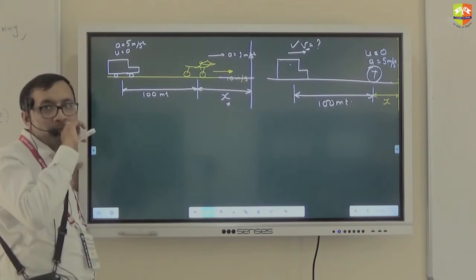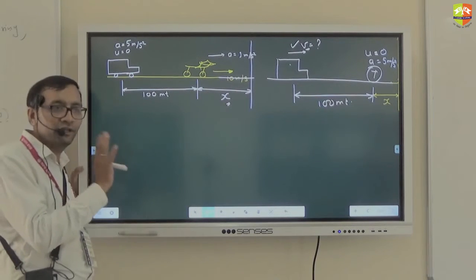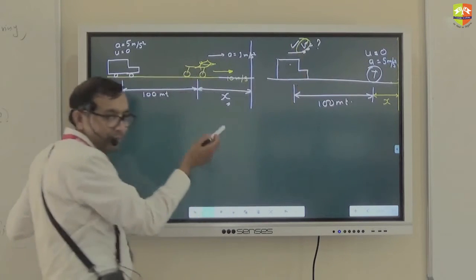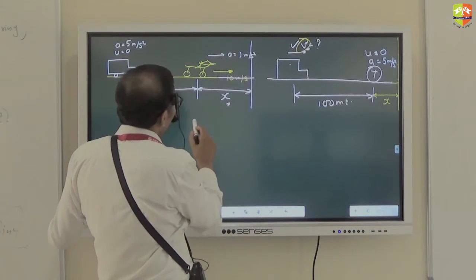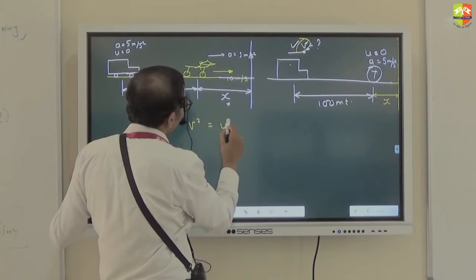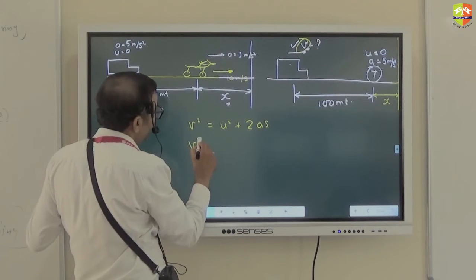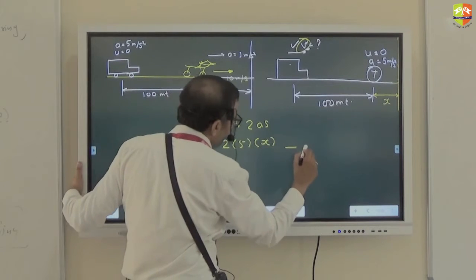Alright, listen here. Condition is what? Condition is the velocity is same. Velocity of police is equal to velocity of thief. Final velocity. Let's say final velocity is, this is the final velocity only because police velocity is constant. Okay? So I can say that v square equal to u square plus 2as. If I use it for the thief, final velocity v square is equal to 2 into acceleration, which is 5, into x. This is my first equation.